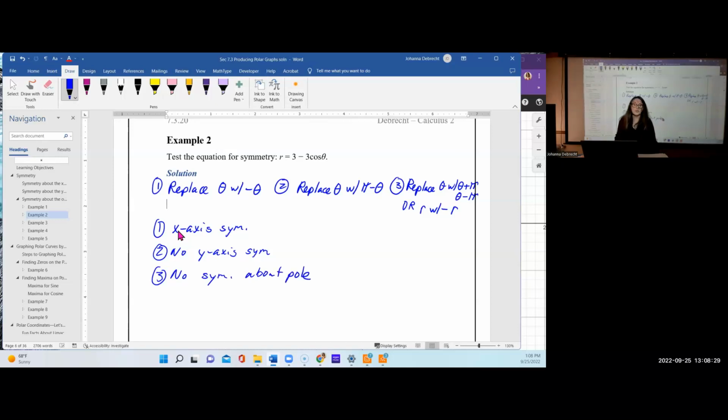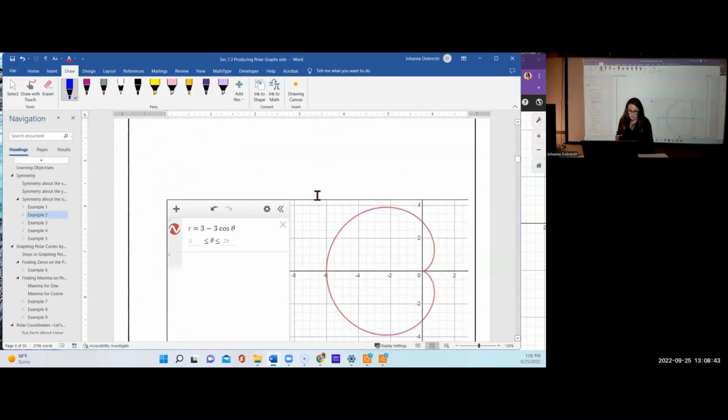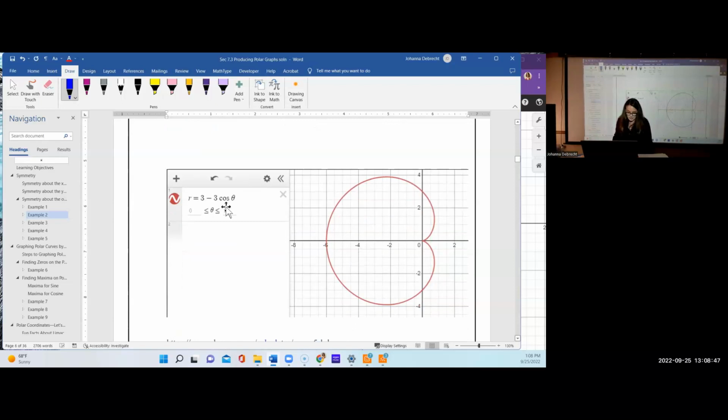Right? And we're doing this using our knowledge of what happens with cosine when we replace theta with negative theta, or replace theta with a supplementary angle, or replace theta with something 180 degrees around. Now what we want to look at here is this graph.